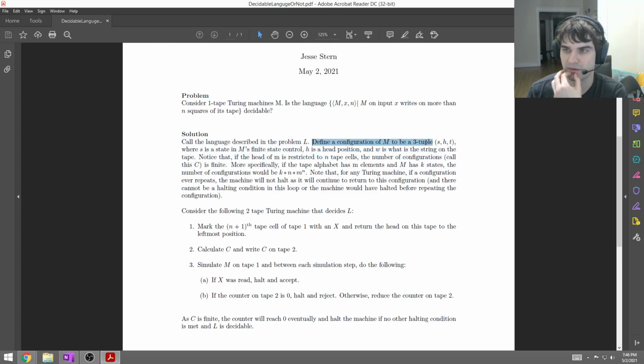Define a configuration of M to be a 3-tuple (S, H, W), where S is a state in M's finite state control, H is a head position, and W is the string on the tape. The reason I say S is a state in M's finite state control isn't totally necessary. The textbook is quite clear that the state of a Turing machine is just one of the elements of the finite state control.